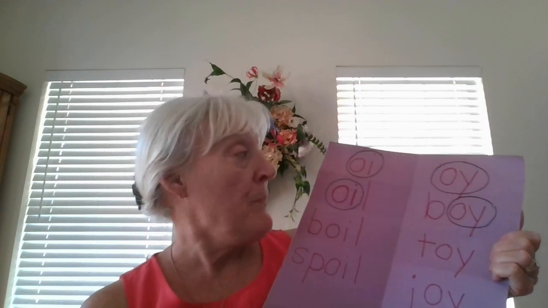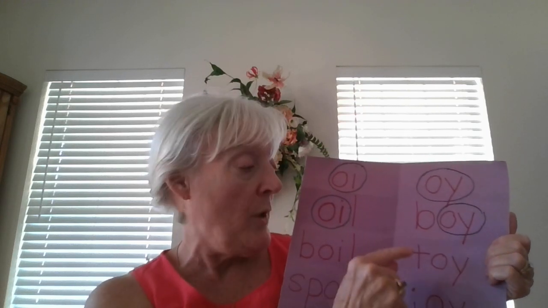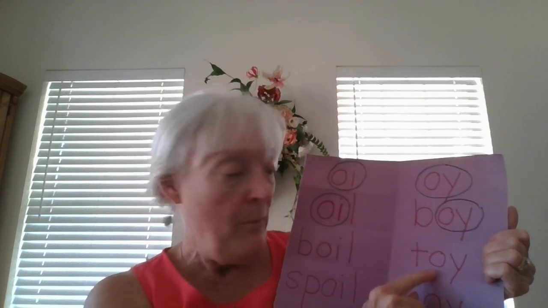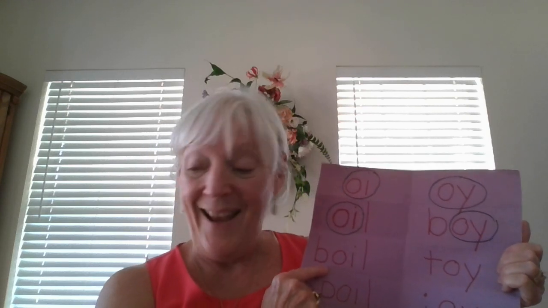So remember, when we hear the oi sound in the middle of a word, it's usually spelled O-I. When we hear an oi sound at the end of the word, it's usually spelled O-Y. And when you see these in words, make the sound oi. When you see O-Y or you see O-I, make the oi sound. Okay, so we have two more cards to add to our pile.